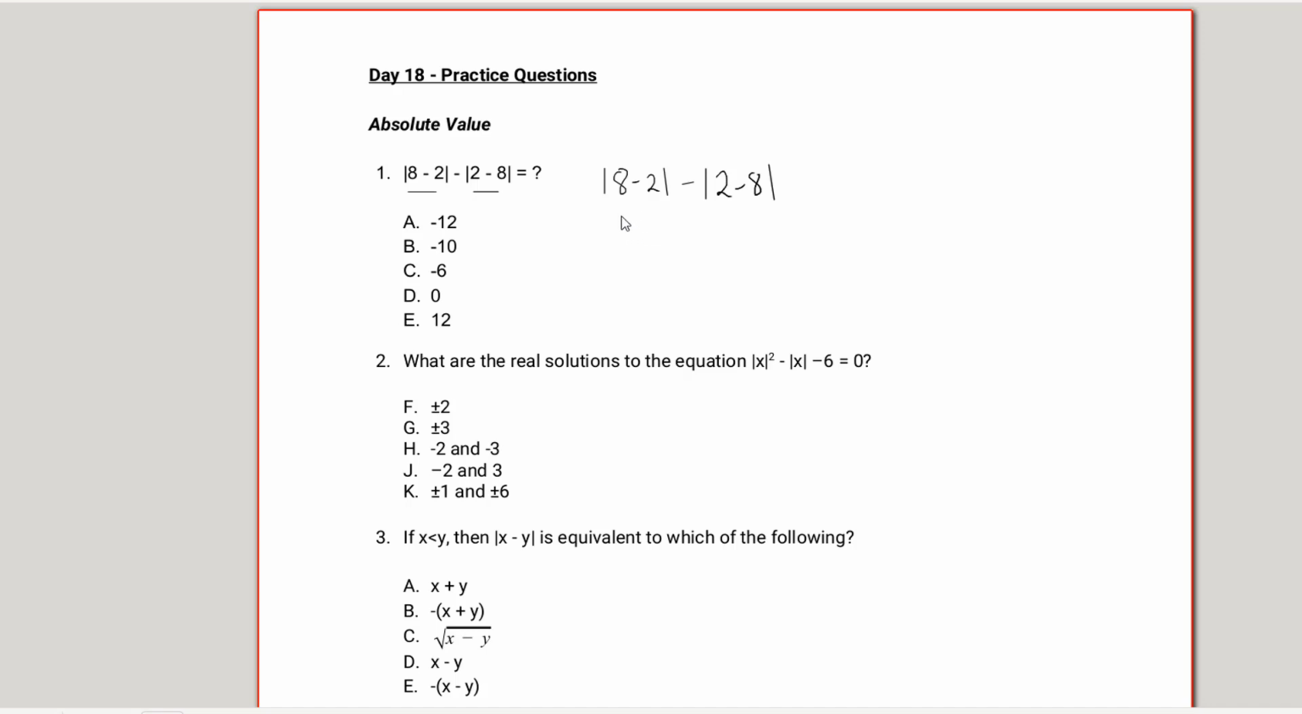And so 8 minus 2 just gives us the absolute value of 6. Minus 2 minus 8 is the absolute value of negative 6. And the absolute value of 6 gives us just 6. Remember, absolute value is the value of the number without regard to the sign. It's always going to be positive when you take the absolute value of a number. From that, we subtract the absolute value of minus 6, which just gives us 6. So 6 minus 6 is 0, and that is answer choice D.